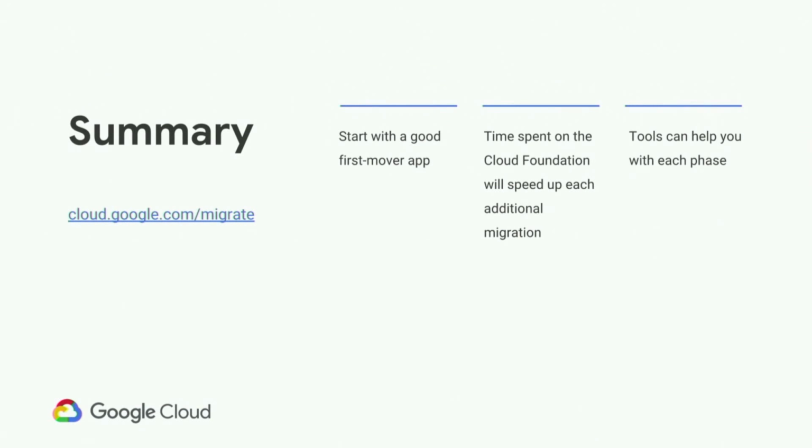So in summary, I've talked about the 4 different phases of migration: assess, plan, deploy, and optimize. And one of the key takeaways is to start with that good first mover application. Also, the time that you spend on the cloud foundation, those 6 steps that I showed you, that will speed up each additional app that you migrate into Google Cloud. And finally, we have tools that can help you at each step of the way.